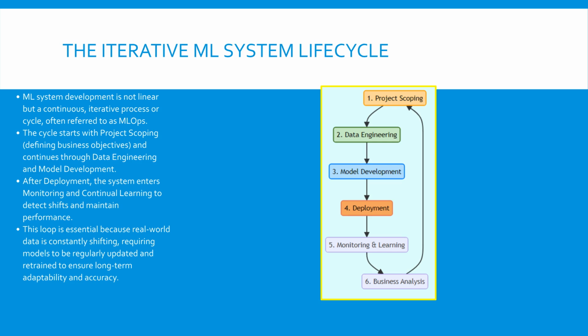This flowchart shows the complete iterative lifecycle for an ML system, often called MLOps. It begins by defining goals at 1, project scoping. The flow then proceeds through 2, preparing the data, and 3, building the model development. After 4, deployment, the most continuous phase is 5, monitoring and continual learning. This step is vital for catching the unavoidable performance drops that occur as real-world data distributions change. Step 6, business analysis, provides performance insights that directly influence the next round of scoping, 1. Guaranteeing that the model continually adapts and performs as intended.